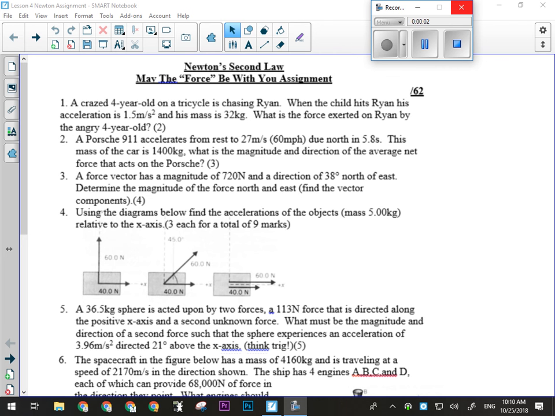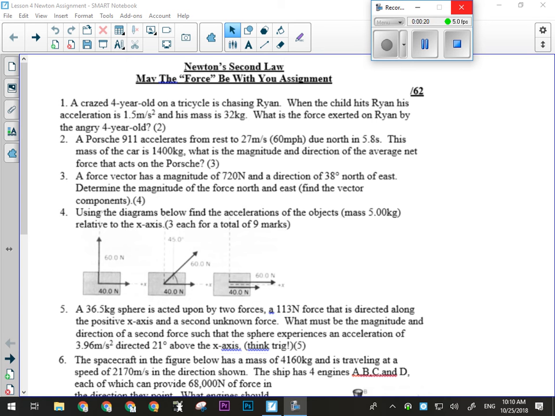All right, so for this one, guys, very similar to your vectors assignment. You've got 11 problems. They all have to do with Newton's second law. Some of them are quite simple. Make sure you're looking at the point values for that. If a question is out of 2, there's not much to do there.